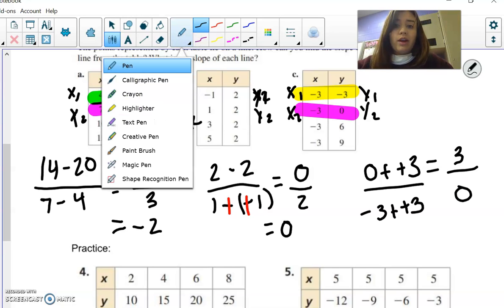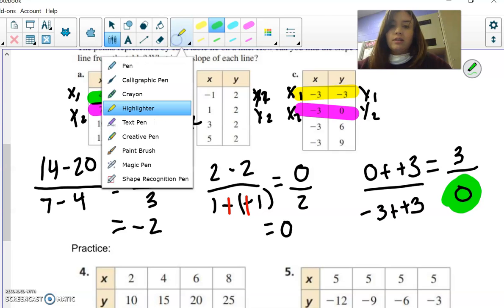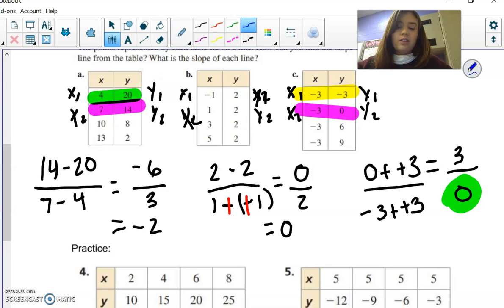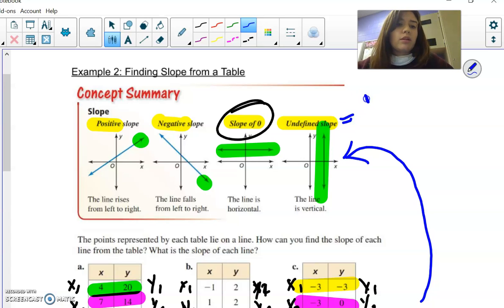Okay, so here's a math rule that you're going to need to know. You can never, never divide by 0. So what that tells us is that the slope of C is undefined. Undefined means that the slope was some rise divided by 0. And if you think about that, 0 is telling us our change in x, right? And when we have a vertical line, our x never changes. So that's why it's undefined.